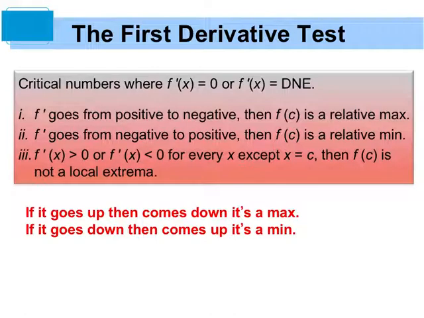If it goes up, then comes down, it's a max. If it goes down, then it comes up, it's a min. Go over the top of the hill, go down to the bottom of the valley. Okay, we good with the concept? By the way, we still haven't gotten to the first derivative test. That comes later.